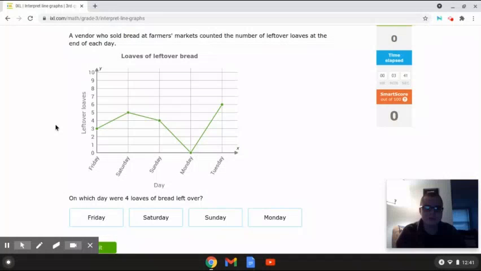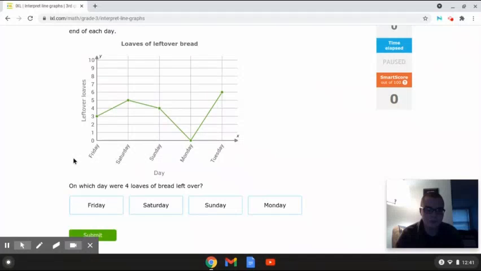Okay, so this first problem reads, a vendor who sold bread at farmers markets counted the number of leftover loaves at the end of each day. This line graph is showing us the loaves of leftover bread. If we look, the x-axis is showing us the day, and the y-axis is showing us the leftover loaves. This question is asking, on which day were 4 loaves of bread left over? And the answer choices are Friday, Saturday, Sunday, and Monday.